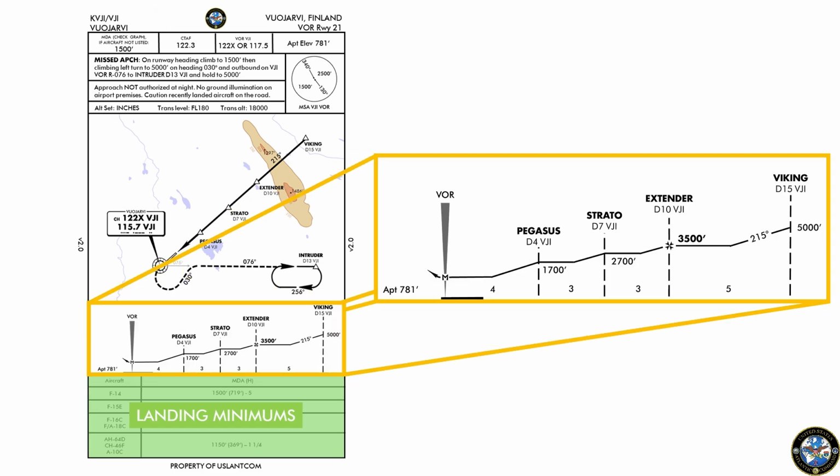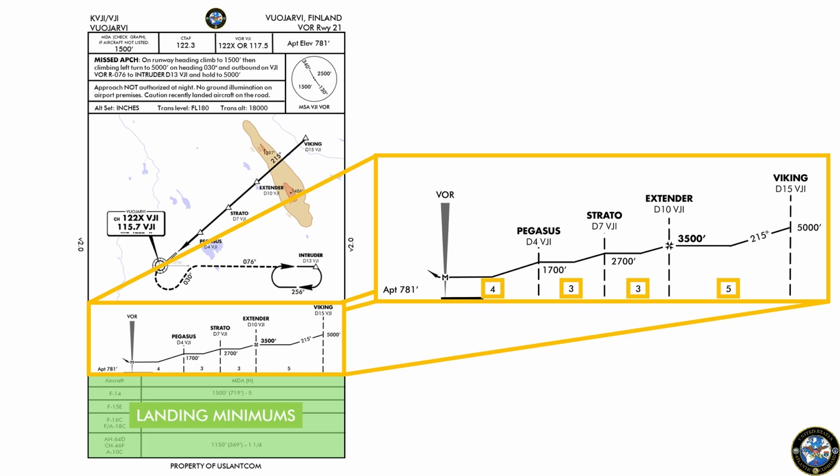Here we have our profile view, which gives us a horizontal altitude visualization of the approach. This is important for us on a non-precision approach because it gives us our step-down altitudes. As you can see, Viking at 15 DME is to be crossed at 5,000, Extender at 10 DME is 3,500, Strato at 7 DME is 2,700, and Pegasus at 4 DME is at 1,700.